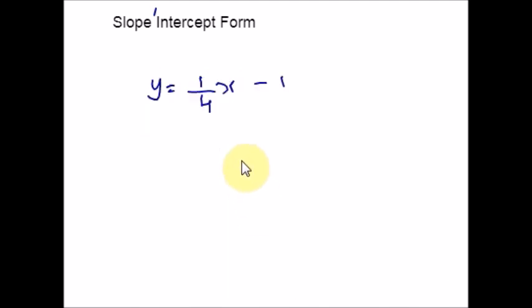Here is the next example. Please have a glance over this equation. When an equation is in slope-intercept form, the slope is the number in front of the x. So the slope here is 1 over 4.